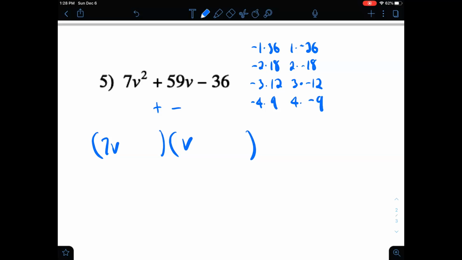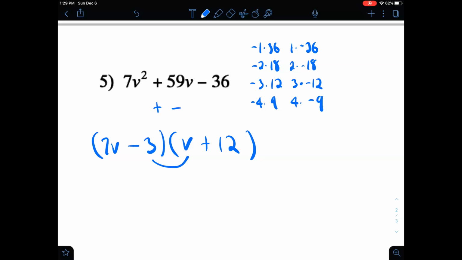All right. So we need to match up something with 7v and v that's going to give us 59. What do I got for this one? So let's just try some things. Let's try 3 and 12. We're just going to try something to get the process down. So it needs to end up being a positive 59v, which is a pretty high positive number. So I'm going to put the 12 with the 7 to give it a high positive number, and we're going to do negative 3 right here and see what happens.